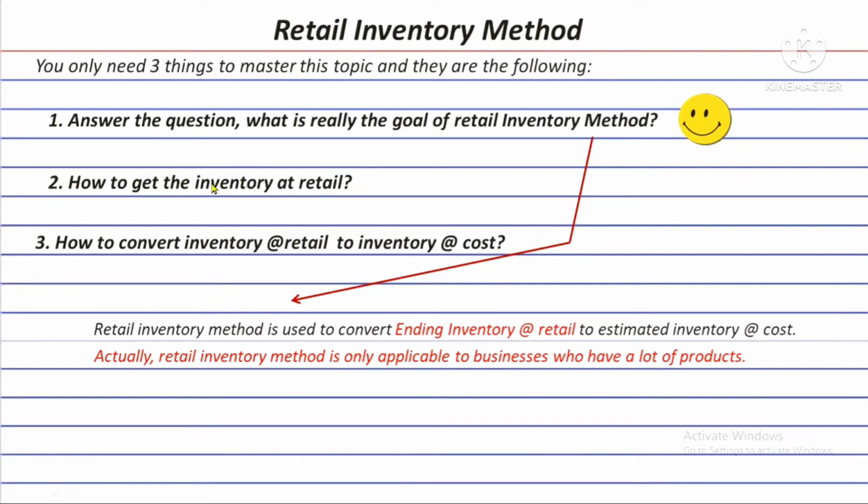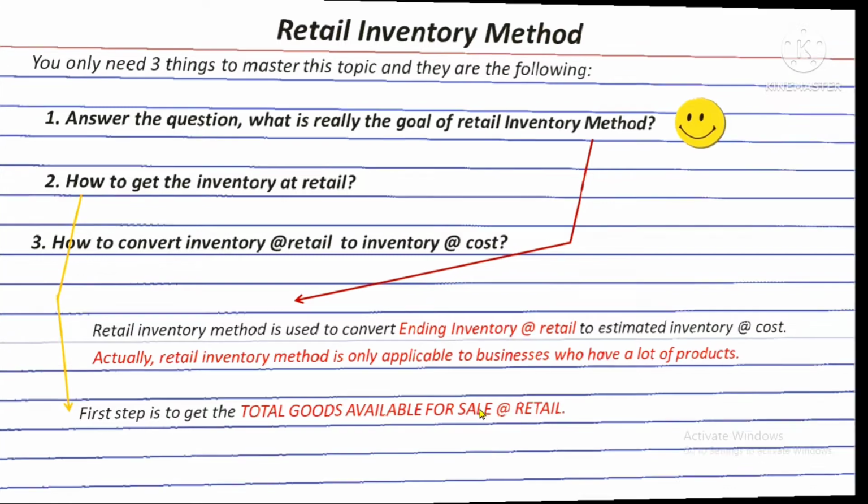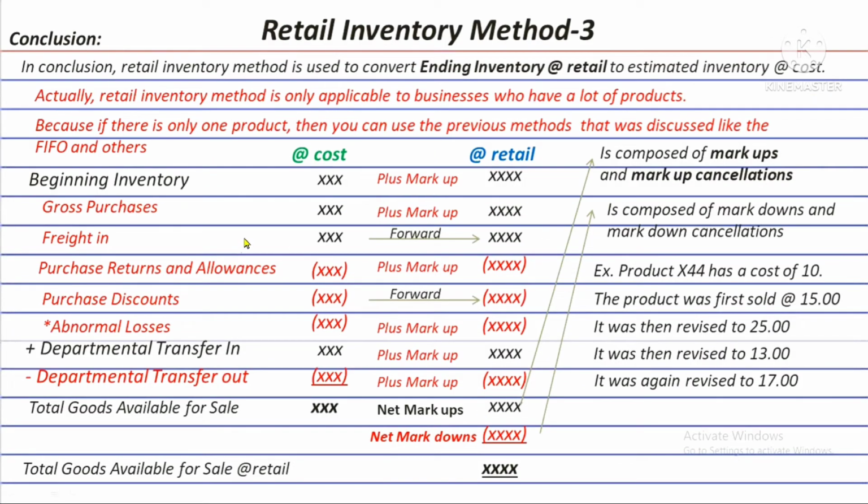How to get the ending inventory at retail? So far, what we have discussed is that in order to get this ending inventory at retail, we have to get the total goods available for sale at retail, or tigas at retail, which is why we got up to here. So, we used the tigas at cost format as a stepping stone to compute the tigas at retail. And we concluded that most of the elements here in the tigas at cost will just be added with markup, and then we will have the selling price or the retail prices.